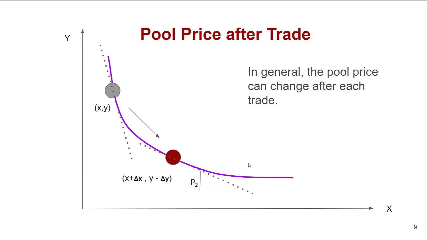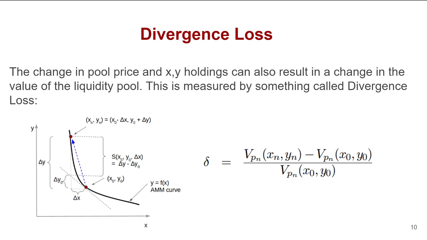Another property of AMM curves is that in general, the pool price will change after every trade. So if we were at some original point x, y and move to a new point x plus delta x and y minus delta y, we're going to end up with a different price P2 than we had originally, because the slope of the line that's tangent to the curve is going to be different at the new point. So given that there's going to be a change in pool prices, a change in the x, y holdings whenever a trade happens, we can expect that the value of the liquidity pool will change after a trade.